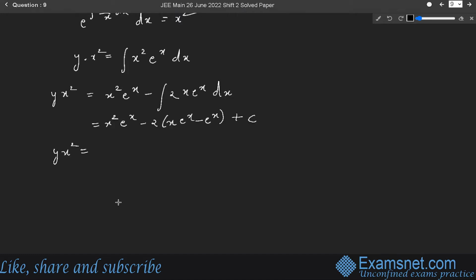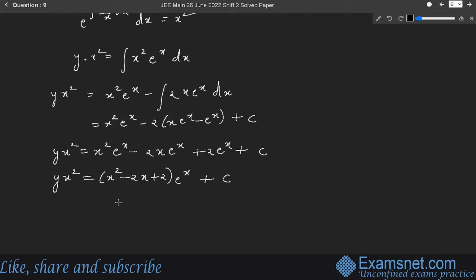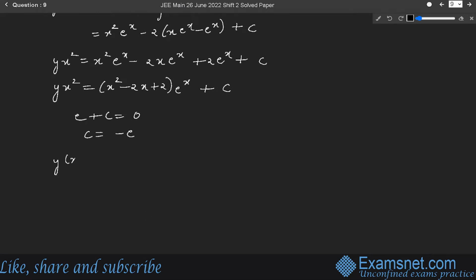So y x² will be equal to x² e^x − 2x e^x + 2e^x + c. y x² will be equal to (x² − 2x + 2) e^x + c. So we can say that e + c will be equal to 0, so c will be equal to −e. Therefore, y(x)·x² − e^x is equal to (x − 1)² e^x − e. So z(x) will be equal to (x − 1)² e^x − e.